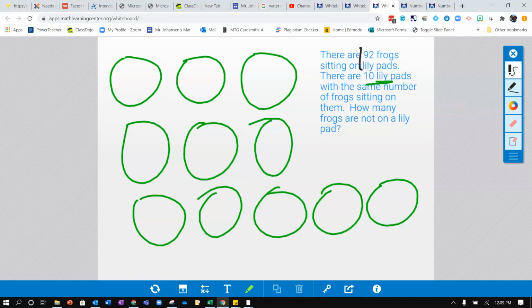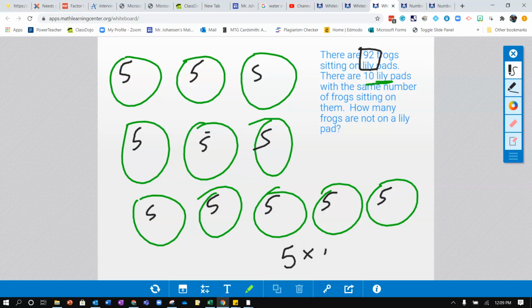This time I have 92 frogs, and the lily pads all have the same number. Well, as you remember from last time, we don't necessarily want to count 1, 2, 3. Sometimes we want to use a bigger number like 5. And I'll show you what I'm doing here with the 5. There are 5 frogs times 10 lily pads. That gets me up to 50.